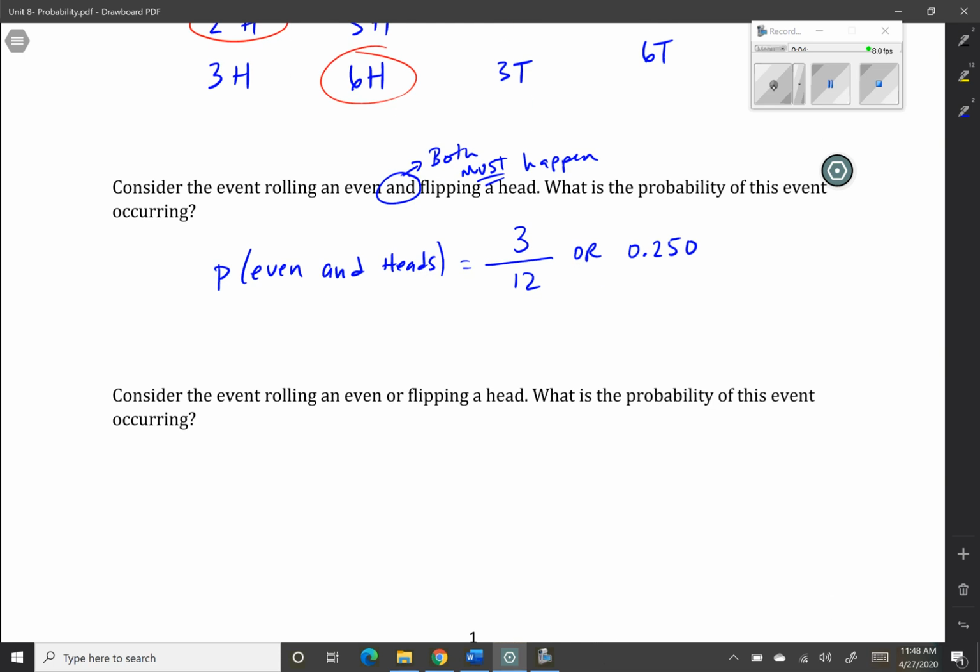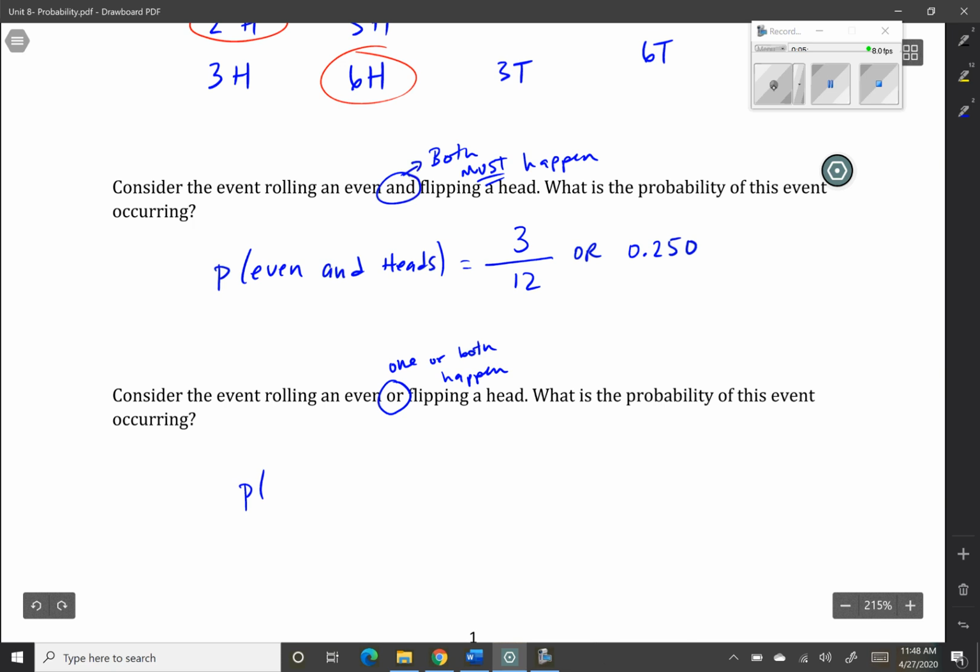Now, I'm using the same 2 events, an even number and flipping heads, but now I'm using the word or. The word or means either one or the other can happen for this to be an event that's truthful. So if I rolled a 4 and landed on tails, I'm satisfying the outcome here. So or means one or both happen.